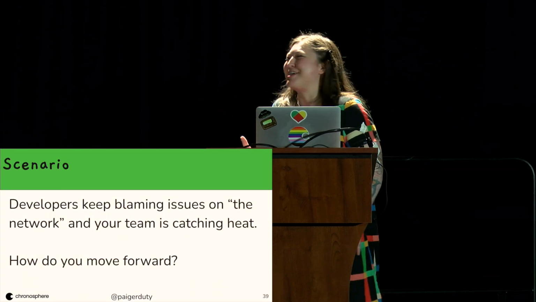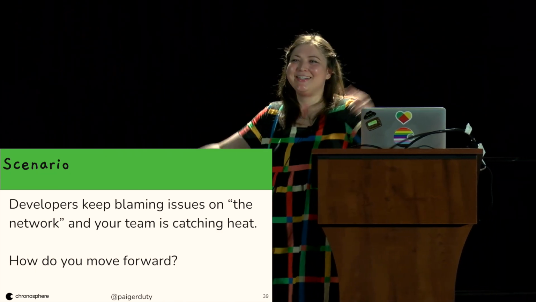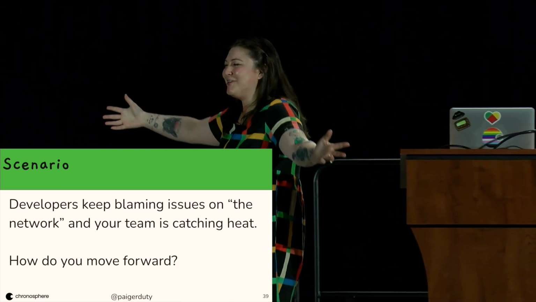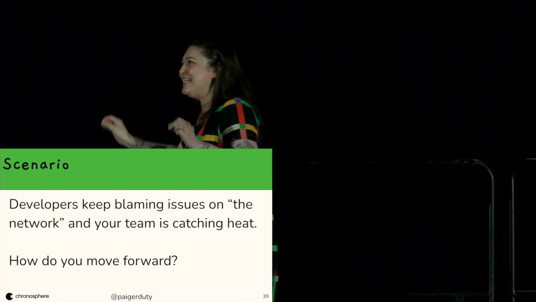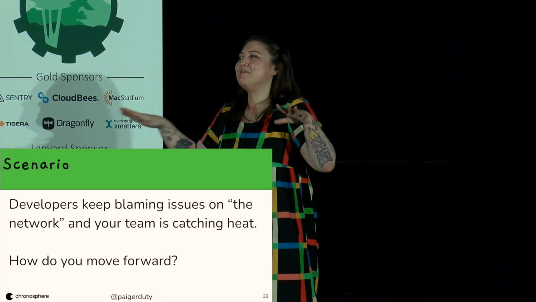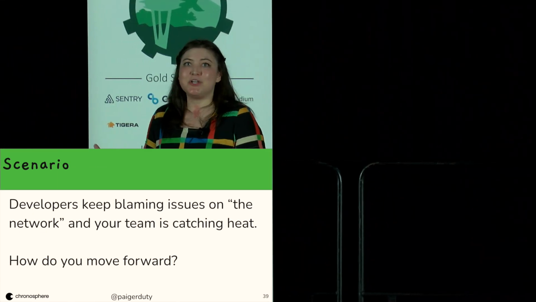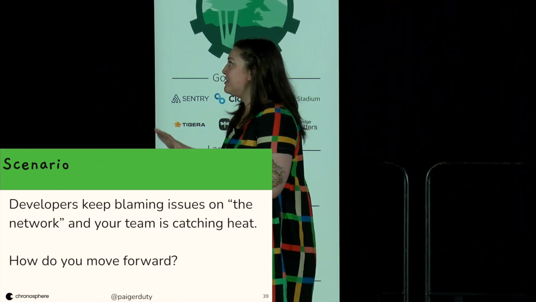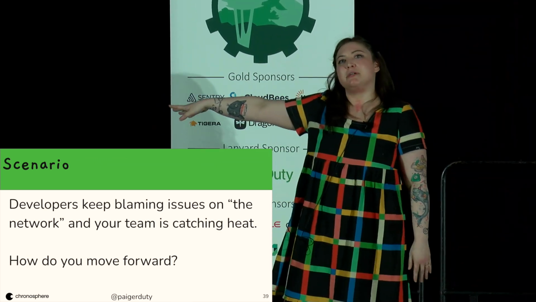Where I see this coming up the most is developers keep blaming issues on the network, and you, owning the infrastructure, your team starts catching heat. And whether or not it is the network, if enough developers complain about it, that becomes the vibe, and your team can be seen as unreliable if you don't have those nice SLOs in place. I've also seen this with the pipelines. But how do you move forward, right?